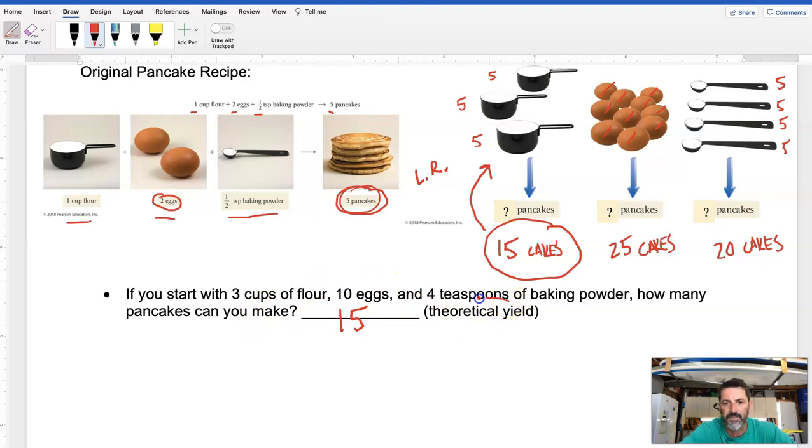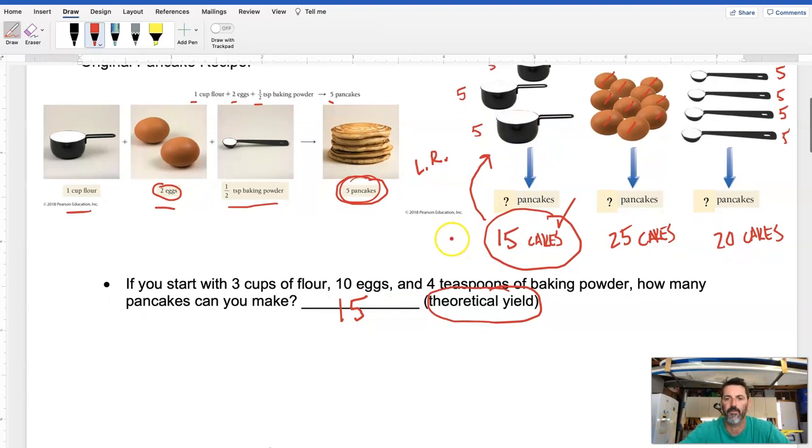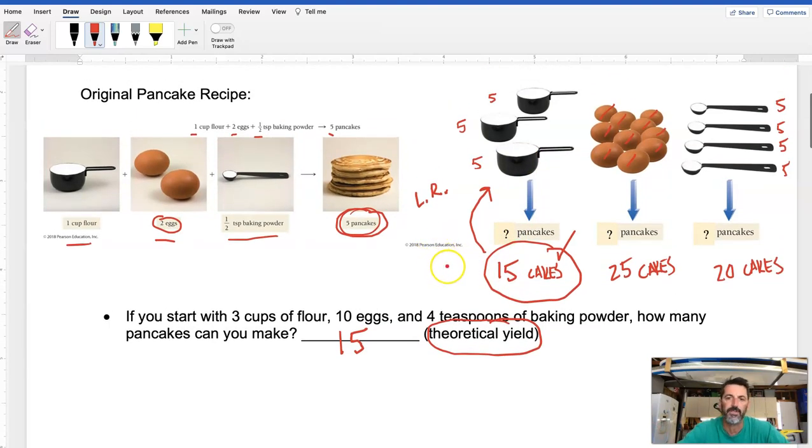Remember, this is also known as my theoretical yield. In theory, according to the recipe, I can only make 15 pancakes because I run out of flour. I will have some eggs left over and I will have some baking powder left over, but I won't have any flour left over because I used it all. All right, so here's how we sort of figured this out.